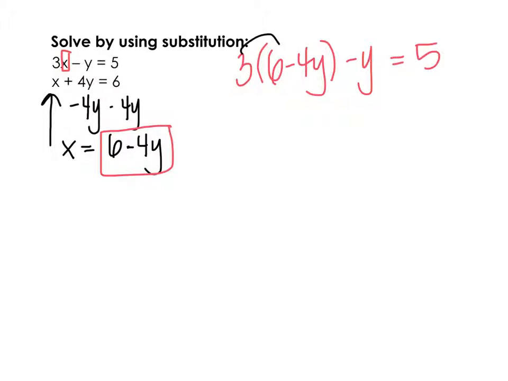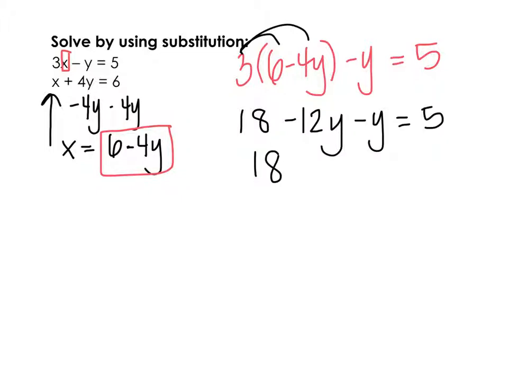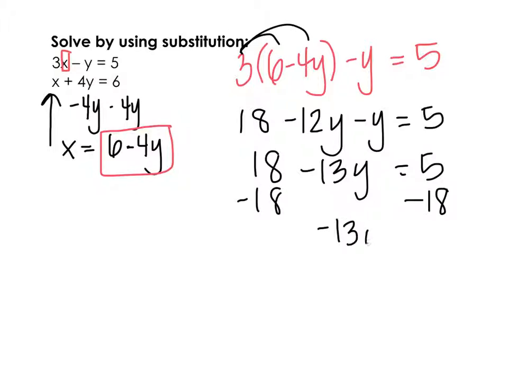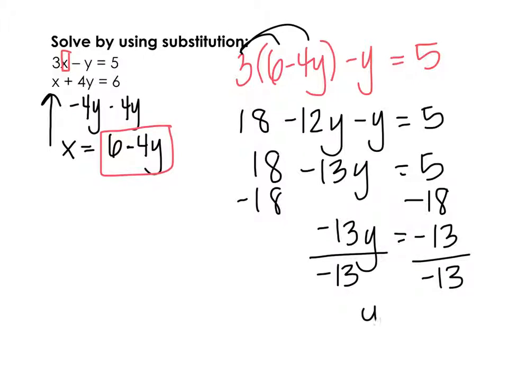I'll distribute. 3 times 6 is 18, minus 12y minus y equals 5. I'll combine my like terms and get 18 minus 13y equals 5. If I subtract 18 from both sides, I get negative 13y equals negative 13. And then next I want to divide by negative 13. This gets y alone, and it's equal to 1.